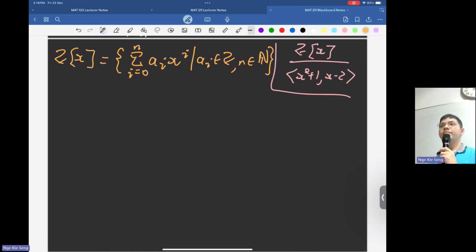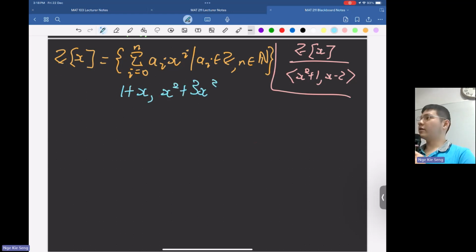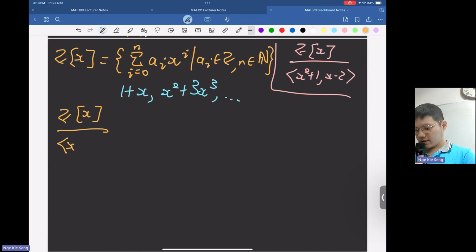Everyone get this stage or not? Elements of a polynomial ring. Let me write down some examples here. For example, 1 plus x squared plus 3x cubed. And then next stage, what can we do? We can quotient by x squared plus 1, the ideal generated by x squared plus 1. After quotienting, what are these elements here?